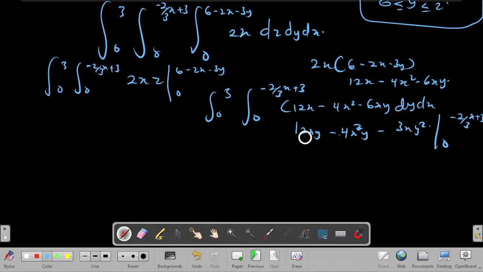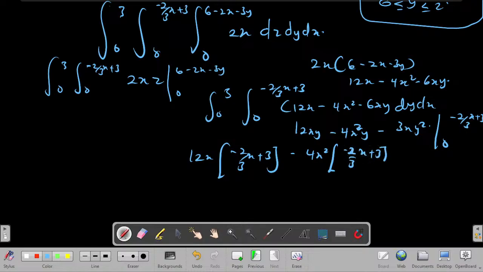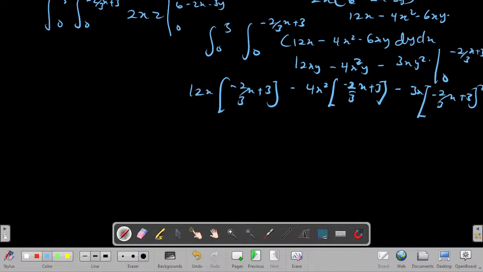That's a lot of work. So 12x, wherever you see y, put negative 2 on 3x plus 3, minus 4x squared multiplying negative 2 on 3x plus 3, minus 3x, then y squared, negative 2 on 3x plus 3 all squared. That's a lot of computation, right? So this one, let me cut things short so that we can cover more.